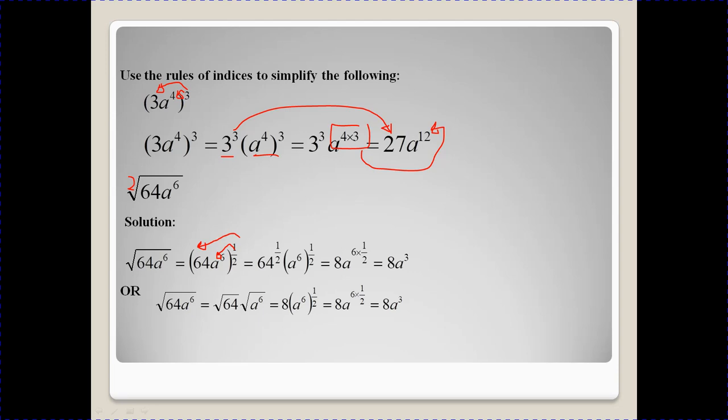Now 64 to the power half is 8, and a to the power 6 to the power half is 6 times 1 half, which is 3. Finally, the answer is 8a cubed.